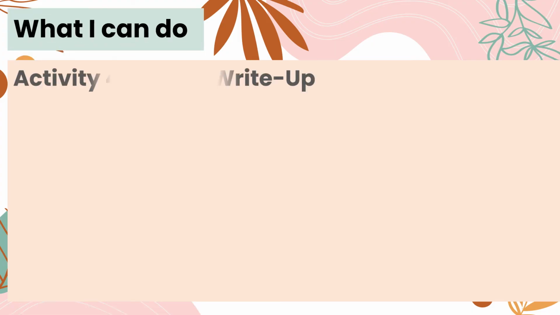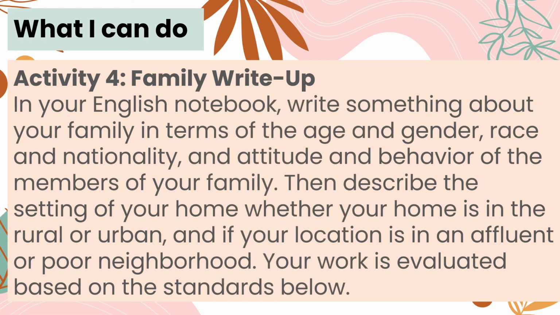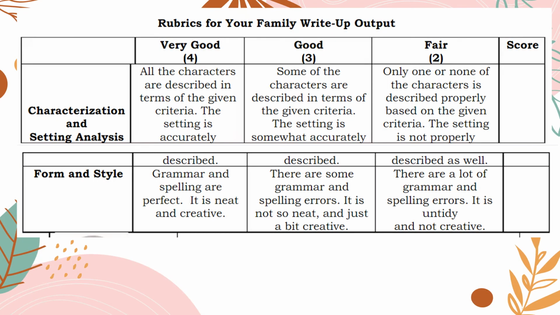Okay, so for activity 4, this is family write-up. In your English notebooks, write something about your family in terms of age and gender, race and nationality, and attitude and behavior of the members of your family. Then describe the setting of your home, whether your home is in the rural or urban, and if your location is in an affluent or poor neighborhood. Your work is evaluated based on the standards below. So it is on the next slide. So again, here are the rubrics for your family write-up output. Good luck!